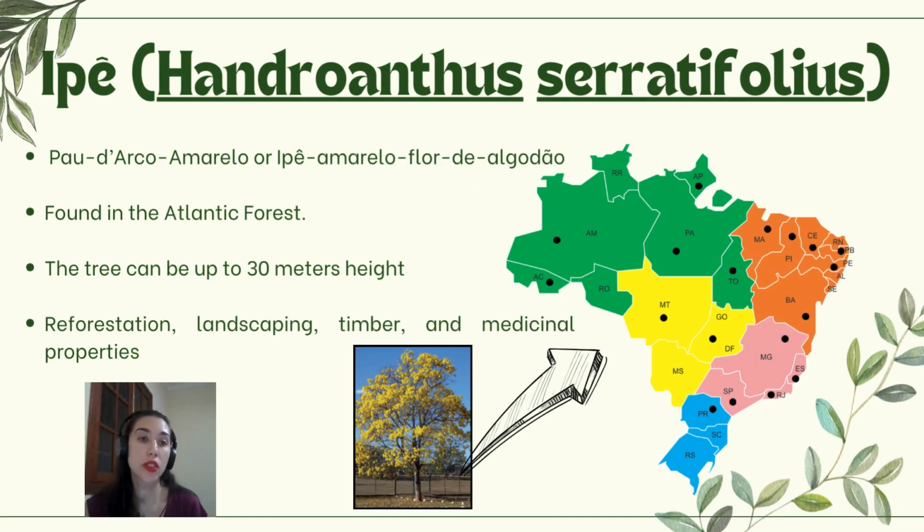So I'm going to start with Ipê. Ipê is a Brazilian tree that we also call pau de arco amarelo or Ipê amarelo flor de algodão, which amarelo means yellow in English. So we call it amarelo because the Ipê tree has yellow flowers, as we see here in this picture.